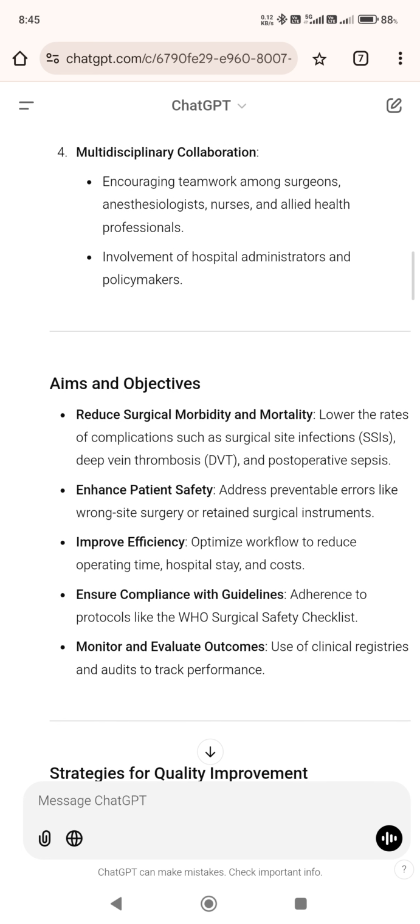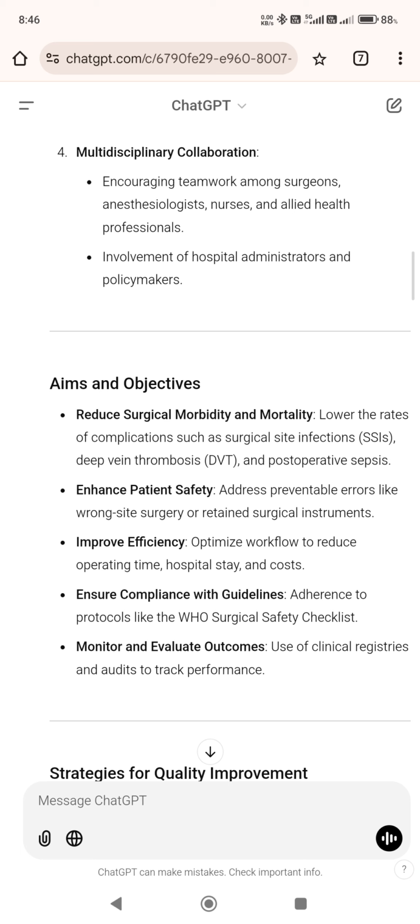Aims and objectives. Reduce surgical morbidity and mortality, lower the rates of complications such as surgical site infections, SSIs, deep vein thrombosis, DVT, and postoperative sepsis. Enhance patient safety, address preventable errors like wrong-site surgery or retained surgical instruments.